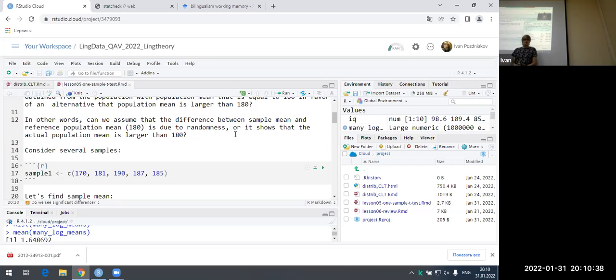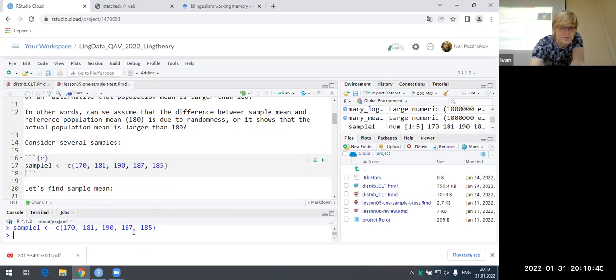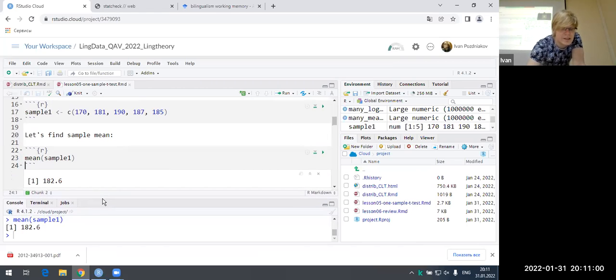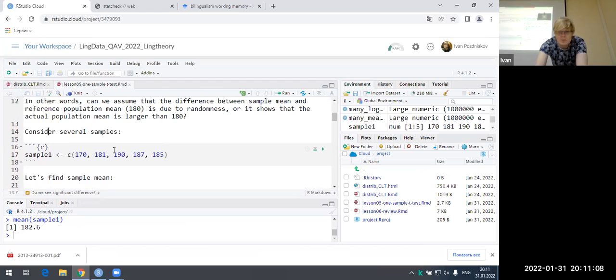So when you have calculated, for example, something, let's say this sample one, and let's calculate the sample mean from that, right? We calculated that it's 182.6. So if we know that there is some population mean 180, can we say that actually we sampled from another population with a higher population mean? Can we say it?